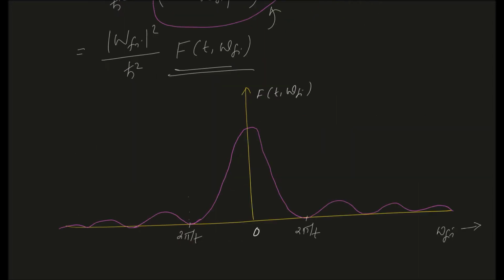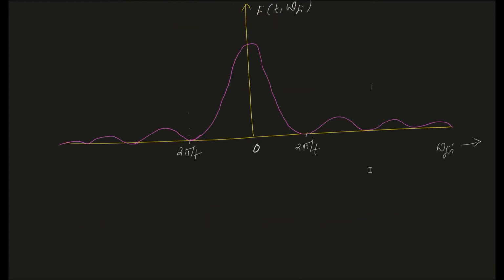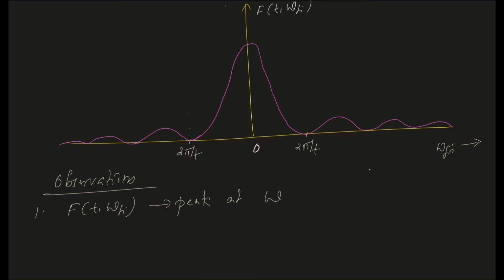So if you plot this function f of t, omega_fi as a function of omega_fi, you will get a plot like this. So now let's see what are the inferences that you can get from this graph. Let's write the observations one by one. The first one is that this f of t, omega_fi exhibits a peak at omega_fi equal to 0. You can see that it has a peak at omega_fi equal to 0.